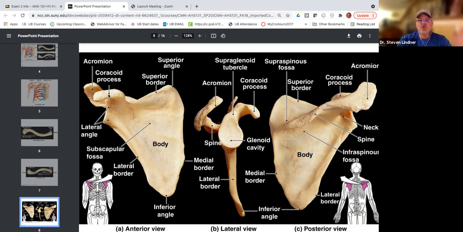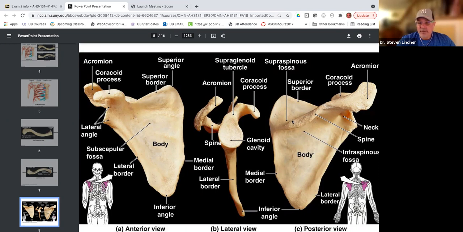Then we have two tubercles. Tubercles are really, really small little bumps. There's one on the top of the glenoid cavity, and there's one on the bottom of the glenoid cavity. The one on the top is called supraglenoid tubercle, and the one on the bottom is the infraglenoid tubercle. They are also important landmarks because there's muscles that are going to attach there. When we do muscles, we'll cover them. But the long head of the biceps originates here, and the long head of the triceps originates here.